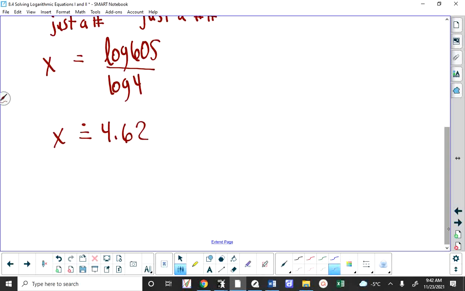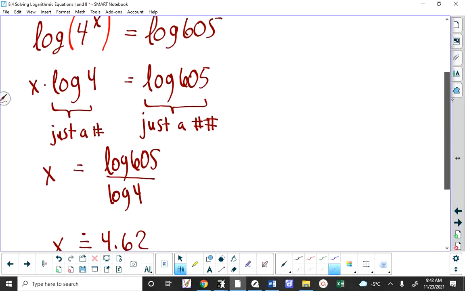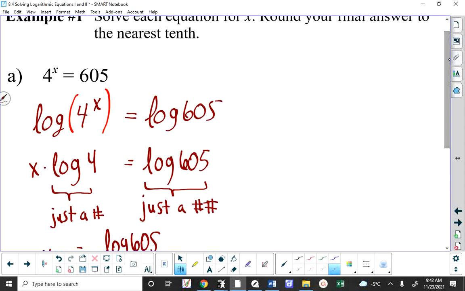Is there a different way you could have done this question? Yes, I will show it to you, but point out to you that this won't work for the other ones. It will get more complicated for the other ones. What you could have done, going back to the top, is just rewrite that in logarithmic form. You could have said if 4 to the x equals 605, then x is the exponent, which means x is the logarithm, and it's a base 4 logarithm of 605.